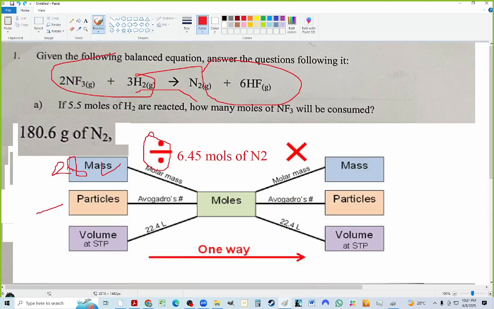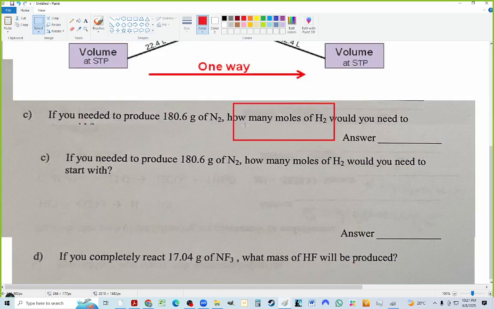So where is it up here? Well, we have 3 H2 to every 1 N2. So let's write that as a fraction. We can even shorten our words, moles of, and just do this, 1 N2 and 3 H2. Now, I'm going to go back to our question now that I have our fraction. What are we looking for? What's our final answer? Moles of H2 would you need if we have 6.45 grams of N2?